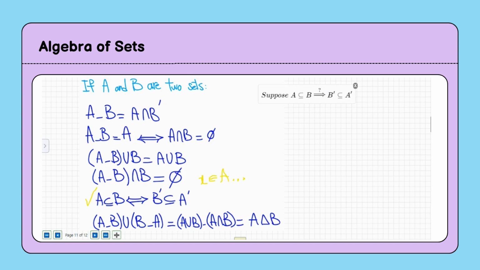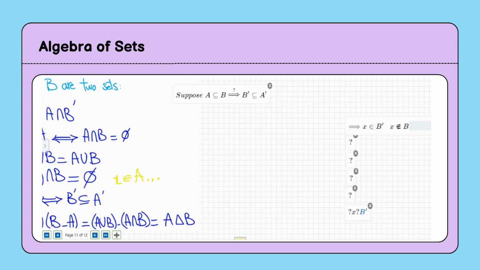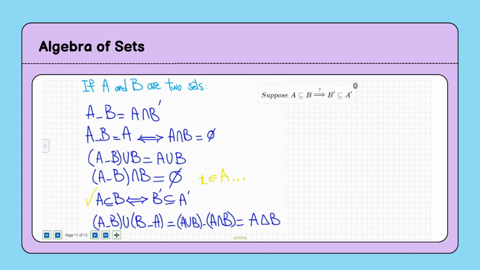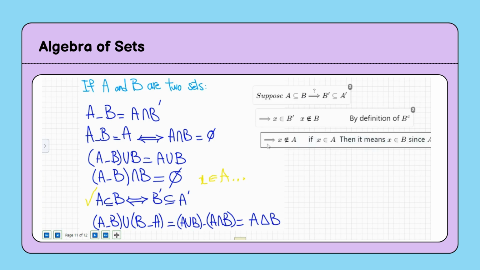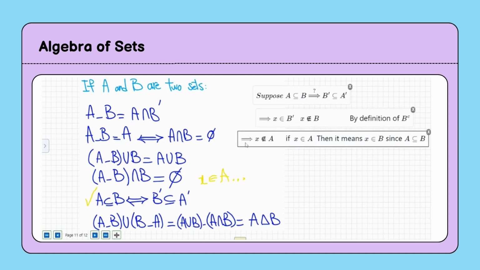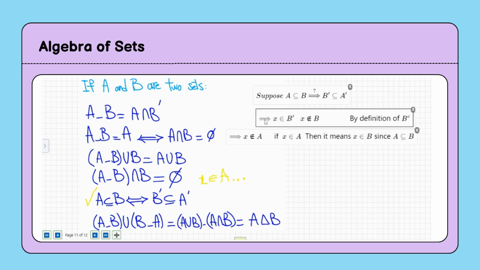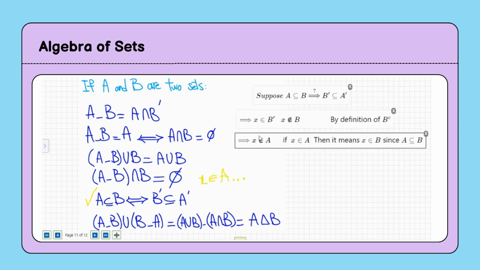So I will prove, suppose A is a subset of B. You have to try to prove that B complement is a subset of A complement. The method I used, I talked about it. You take an element X, you say that it's in B complement. So by definition of B complement, X could not be in B. That's why I wrote here. Next I have, so now we have X is not an element of A.